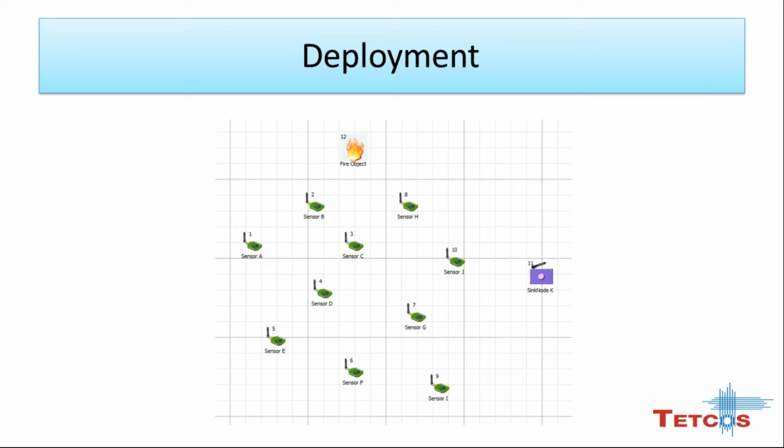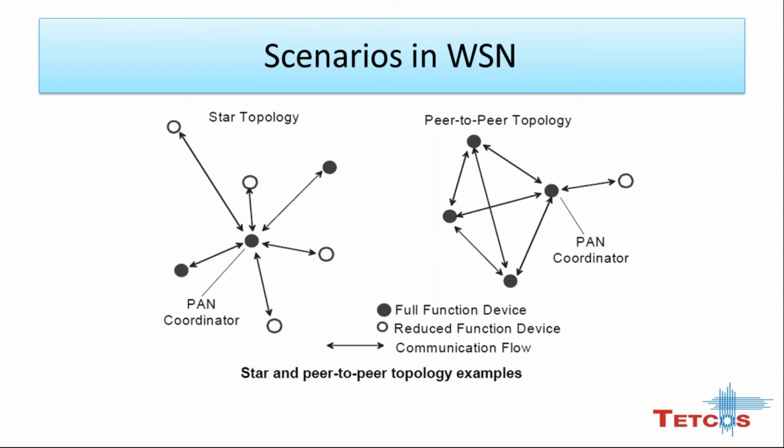This is the scenario of deployment of sensors and sync node in a wireless sensor network, where the sensor will sense the fire object and send the data to the sync node.